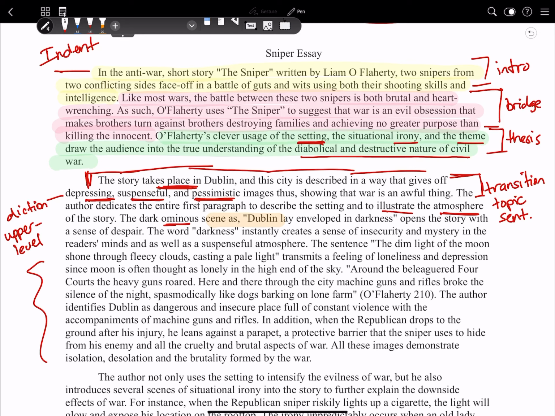The dark, ominous scene as Dublin lay enveloped in darkness opens the story with a sense of despair. Notice she doesn't have this repetition. She's not just saying it's depressing over again. She's not just saying it's sad over and over again. She's changing up her wording, but all of these words, depressing, despair, pessimistic, ominous, essentially they all are bad. And they all mean basically the same thing. So you want to go for this, change up your wording. The word darkness. Now she's focusing on the quote.